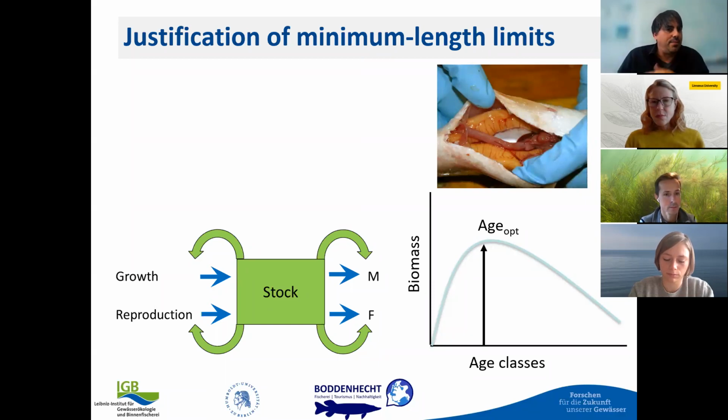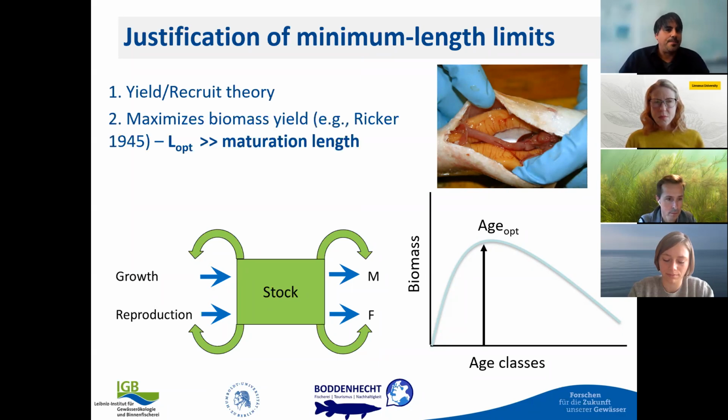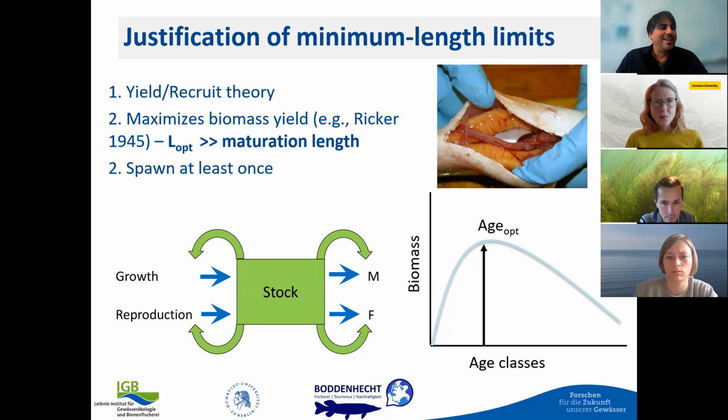The idea for the minimum length limit came up through classical yield per recruit models in the early 50s. There were a few papers there, including one in Nature, that basically said it's a good idea to let fish grow until they reach the maximum growth potential, which is often at that age class where the biomass of that cohort is maximum. This is often called H-opt or L-opt, and this L-opt is typically larger than maturation length. If you let the fish spawn at least once before that, so you make that threshold large enough, you will have 2 benefits. First, you maximize biomass yield, and secondly, you maintain the stock because you have let fish spawn at least once.